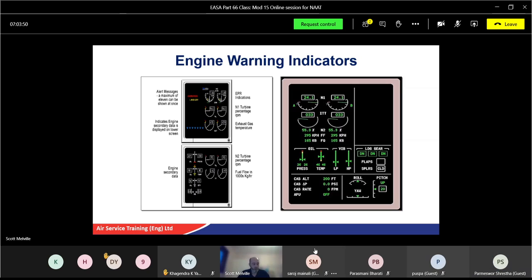Where is the throttle quadrant? Thrust lever. The levers are attached to it, but where is the throttle quadrant? Center pedestal. Yeah, center pedestal, between the pilot and the co-pilot, where your throttle levers, your HP cocks, and all that sort of thing are attached as well.